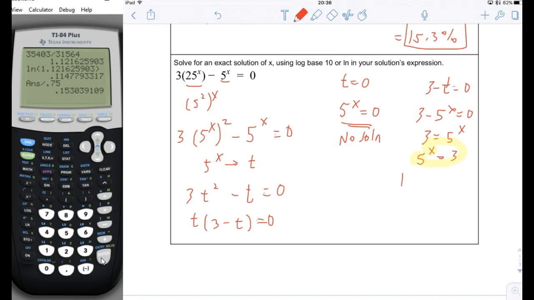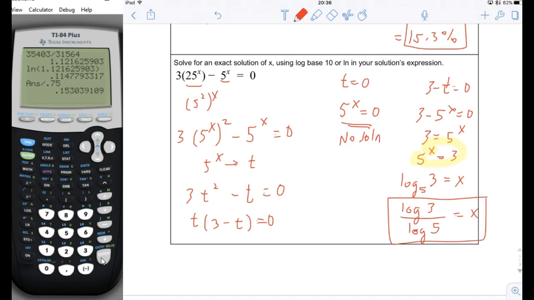So, log base 5 of 3 equals x. So if we want to find the value for x, we're going to do log base 5 of 3. We can do that by using the property: log base 10 of 3 divided by log of 5 equals x. Okay? So that's my exact answer.